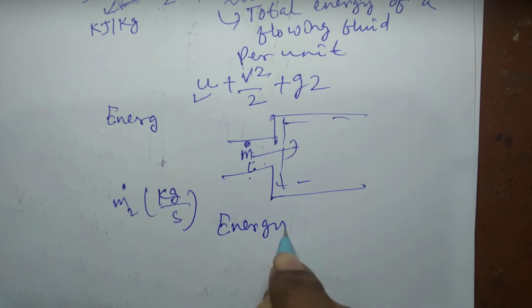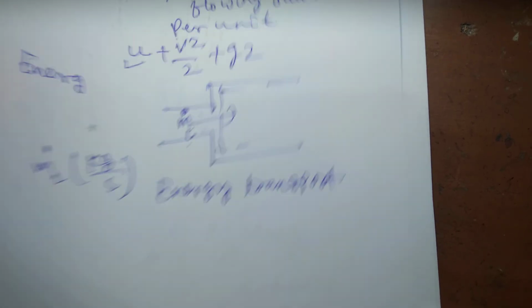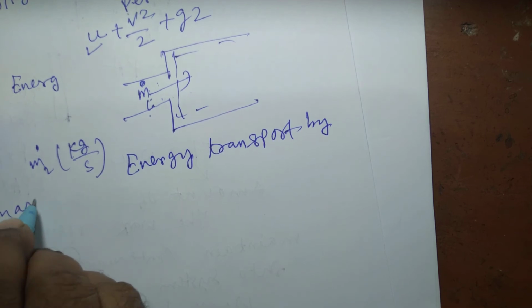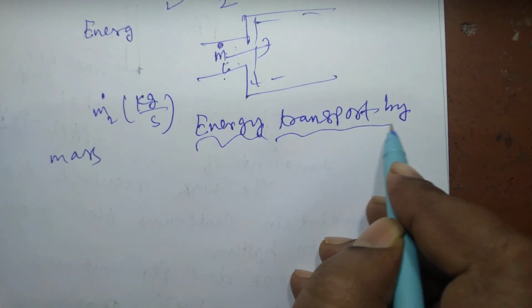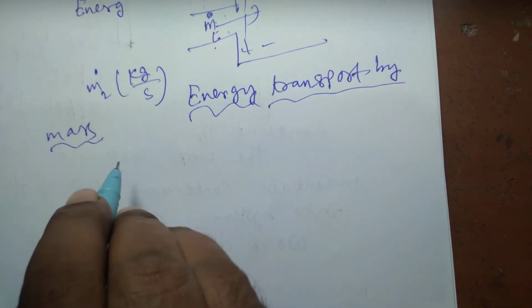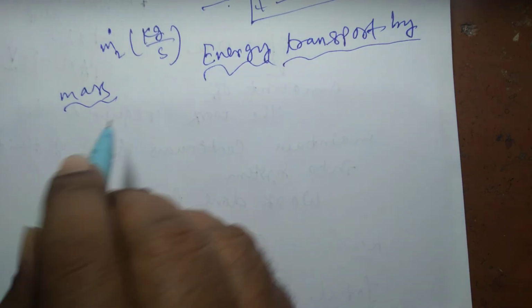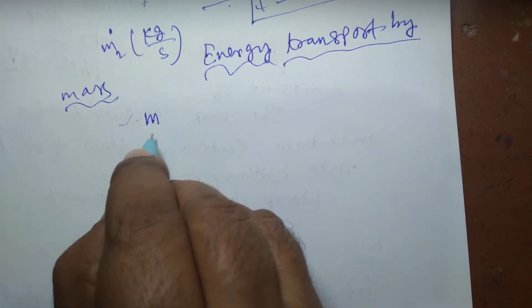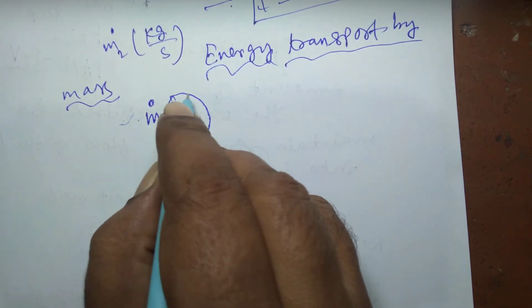This energy transport by mass is calculated for the energy balance in the case of a control volume, not in the case of a non-flow system or closed system. Energy transport is there only for a flow system or a control volume, and this energy transport is nothing but the product of mi dot and theta i. Theta i is the total energy of a flowing fluid, as I discussed.